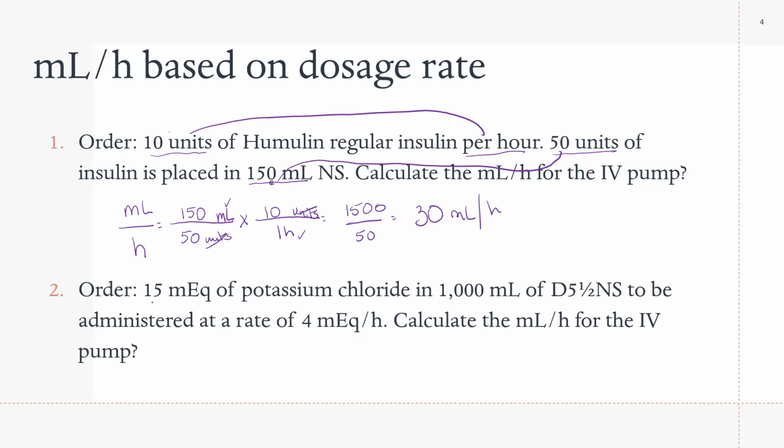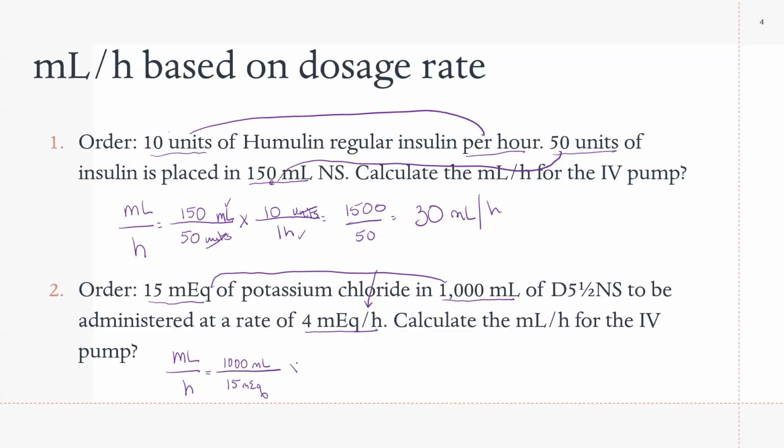Okay, for the second one, what's ordered is 15 milliequivalents of that medicine in 1,000 milliliters of D5 half normal saline to be administered at a rate of 4 milliequivalents per hour. Calculate the milliliter per hour for the infusion pump. One thing to keep in mind for the numbers that are on top of each other, that per symbol is that fraction itself. So we're looking for milliliter per hour. You start with something that says milliliter, and that's that 1,000 milliliters. And its best friend is that 15 milliequivalents because that's what's in the bag.